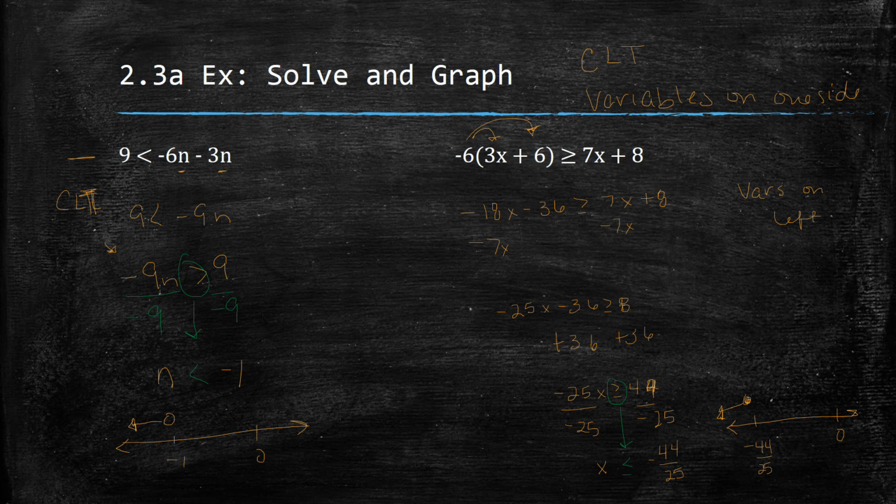That's all you're doing here for solving inequalities. One of the things you need to keep in mind is how to read these. Read them out loud: 9 is less than -6n minus 3n. When you read them out loud, it helps give you a direction of which way to go. Less than is to the left and greater than is always going to be to the right. And then of course your open and closed circles.